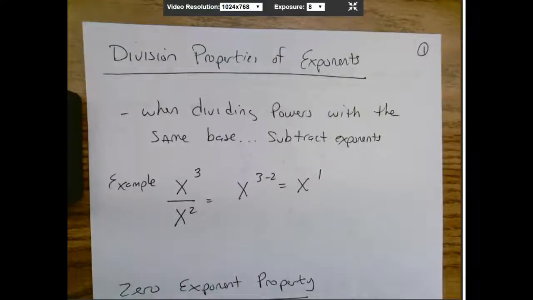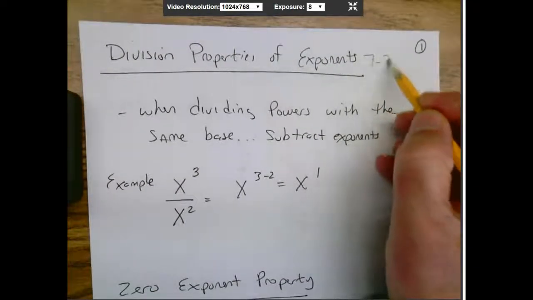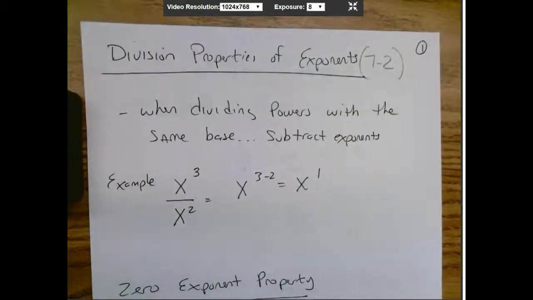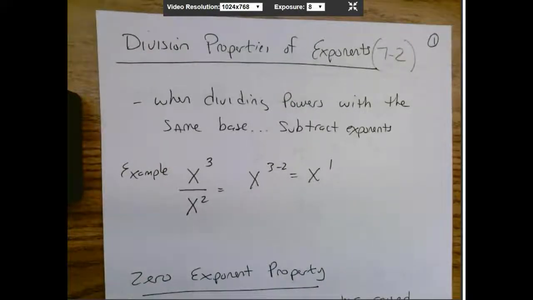So this will be our next lesson in Chapter 7 for Algebra 1. This could be Lesson 7-2. So just make sure you add these to your notebooks. We've been talking about properties and laws of exponents. We're going to continue here with that and then work our way to radical expressions or rational expressions. So here today we're going to look at division properties of exponents.